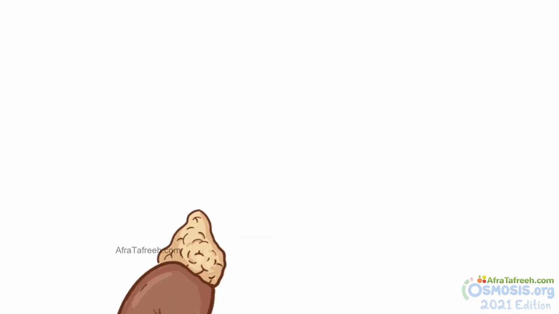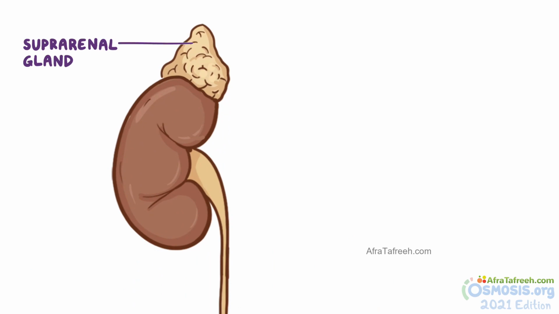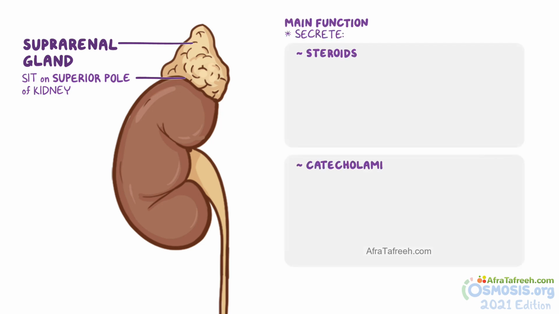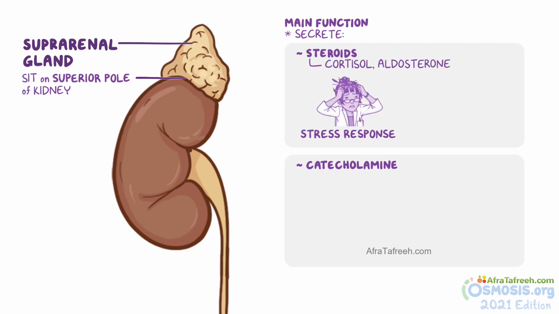Now, let's shift gears and talk about the suprarenal glands, which are a pair of endocrine glands that sit on the superior pole of each kidney. The main function of the suprarenal glands is to secrete steroid and catecholamine hormones. Steroid hormones like cortisol and aldosterone are involved in stress response, and the control of fluid balance and ion homeostasis in the blood. The suprarenal glands also secrete catecholamines, namely epinephrine and norepinephrine.